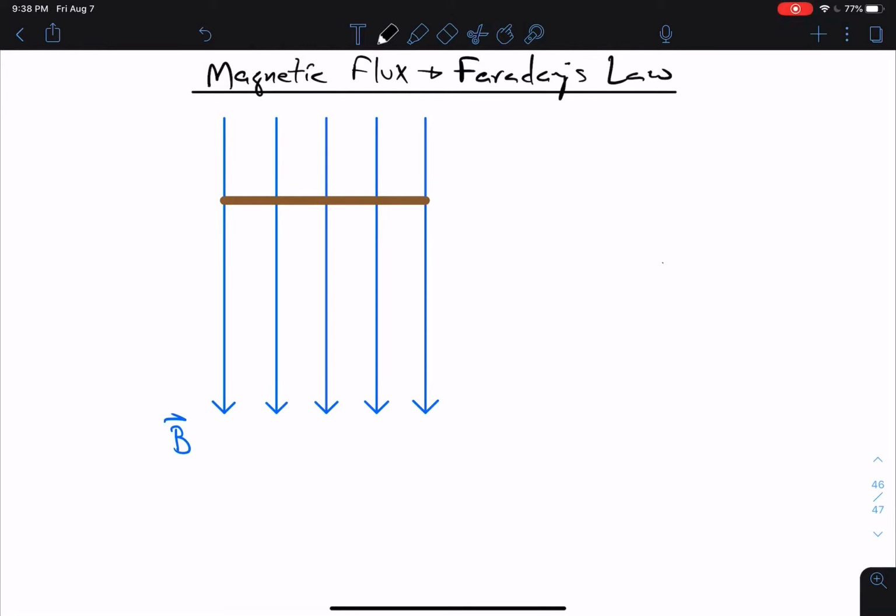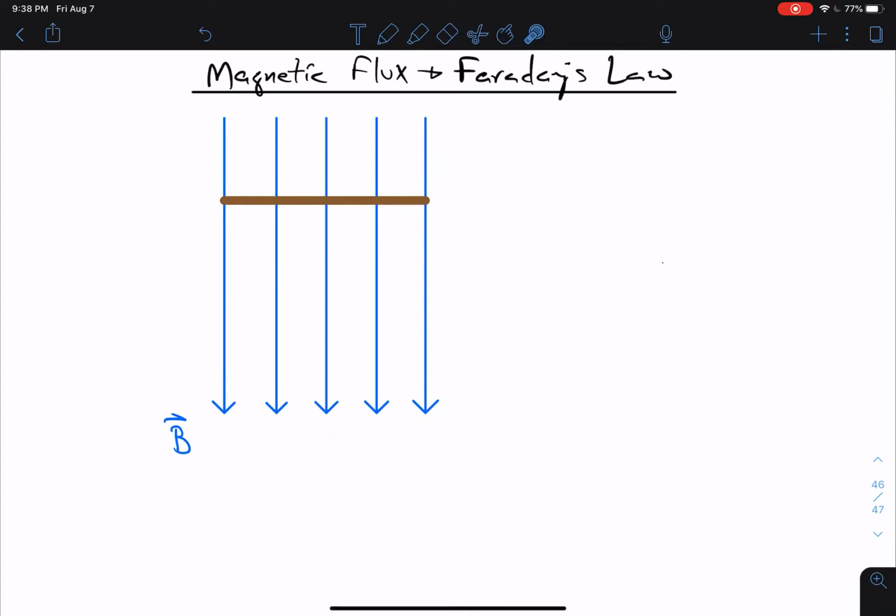Let's talk about magnetic flux, which is an abstract concept and it can be difficult to wrap your mind around it. But I think the easiest way to come to grips with it is to think of it in terms of magnetic field lines. And that's what I've drawn here. I've got these 5 blue arrows pointing down.